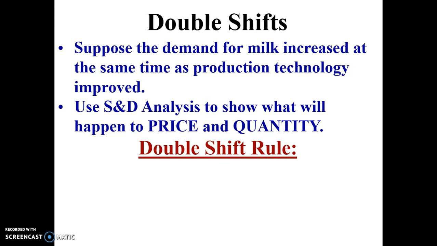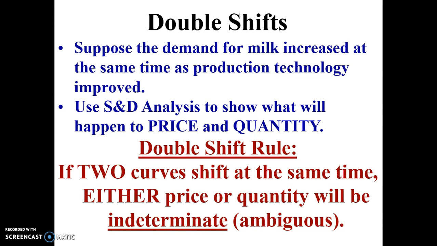Well, first thing, very important, it's a good trick to know, the double shift rule. Whenever two curves shift at the same time, either price or quantity is going to be ambiguous. It's going to be indeterminate. So we'll know for sure either that the price has changed up or down, but we may not know what it did to the quantity, or we may know that the quantity went up, but we don't know what happened to the price. So whenever there's a double shift, one of those two things is going to be ambiguous.